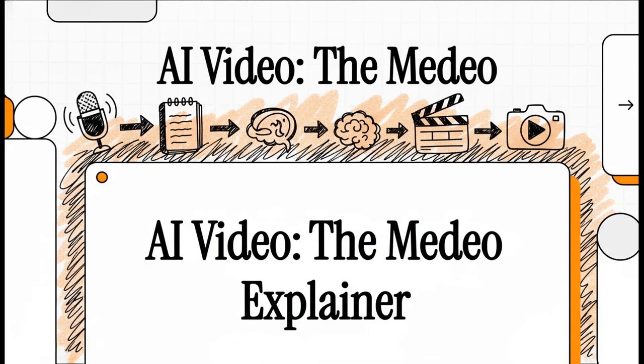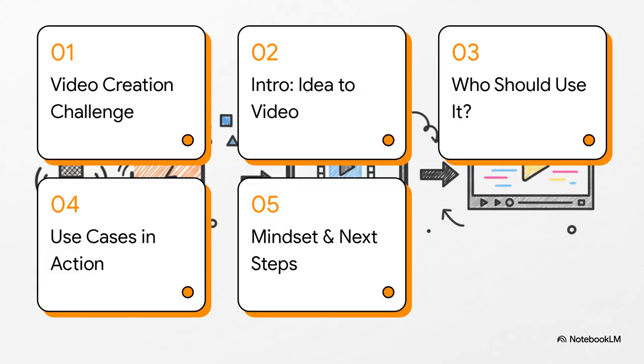All right, today we're going to talk about a really interesting category of tools, AI video generation. Now, if you've ever had a great idea for a video, but then you thought about all the work involved and just stopped, well, this is for you. We're talking about tools that are built to turn your text, your ideas, into visual content. And to make it really practical, we're going to use a platform called Medeo as our example to see how this all works. So here's what we'll cover.